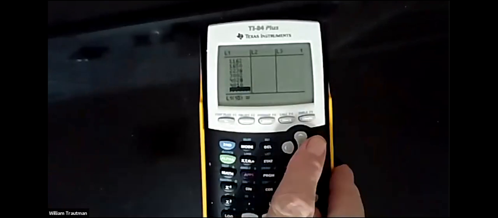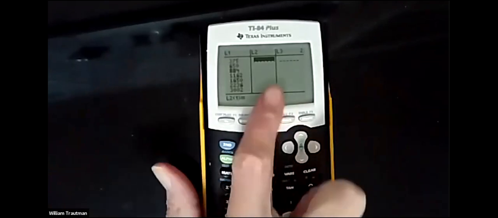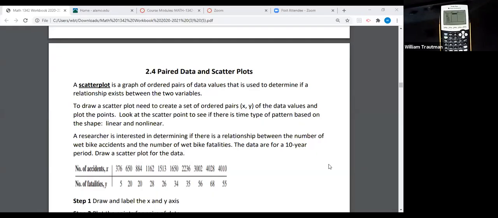So I'm just going to arrow over. I arrowed over and I'm in L2. And I'm going to start typing in the Y data there. 5, 20, 20, 28, 26, 34, 35, 36. Oh, that's 56.